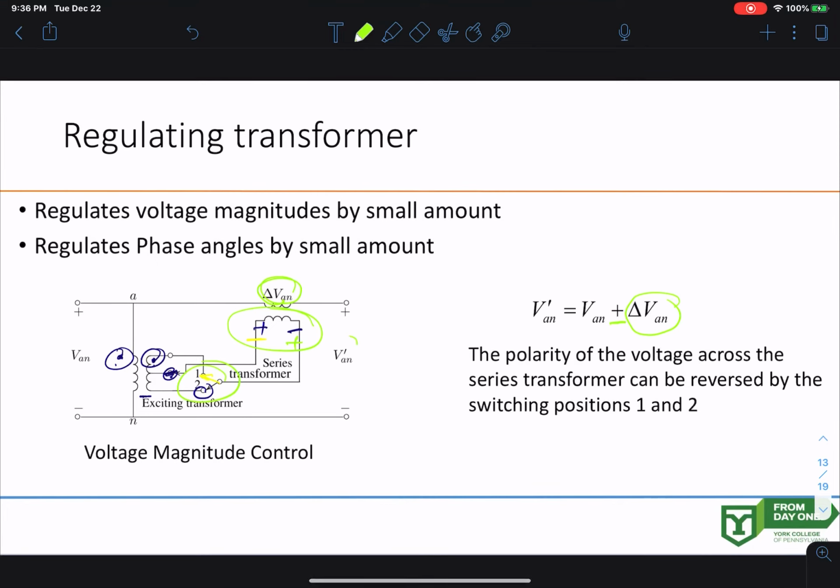So if we're trying to find this one here with the tap, with the regulating transformer, your voltage is not VAN anymore, it is VAN plus or minus this amount here. So you can adjust your voltage of the transformer by this amount. This amount is normally around 5% or less. So you can adjust the voltage of the transformer output by around 5%. That adjustment will give you some power to change your reactive power flow.